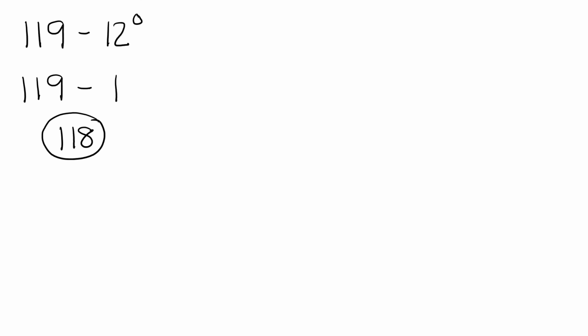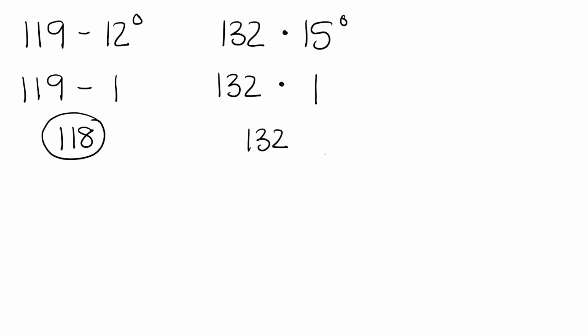A similar problem would be 132 times 15 to the 0 power. Again, anything to the 0 power is 1, but the number 132 doesn't have an exponent, so it stays the same. 132 times 1 is 132.